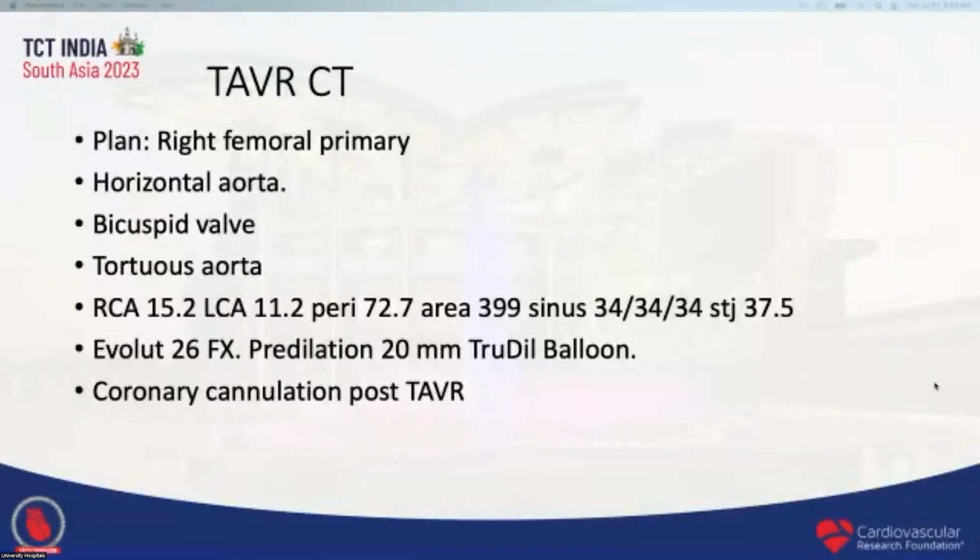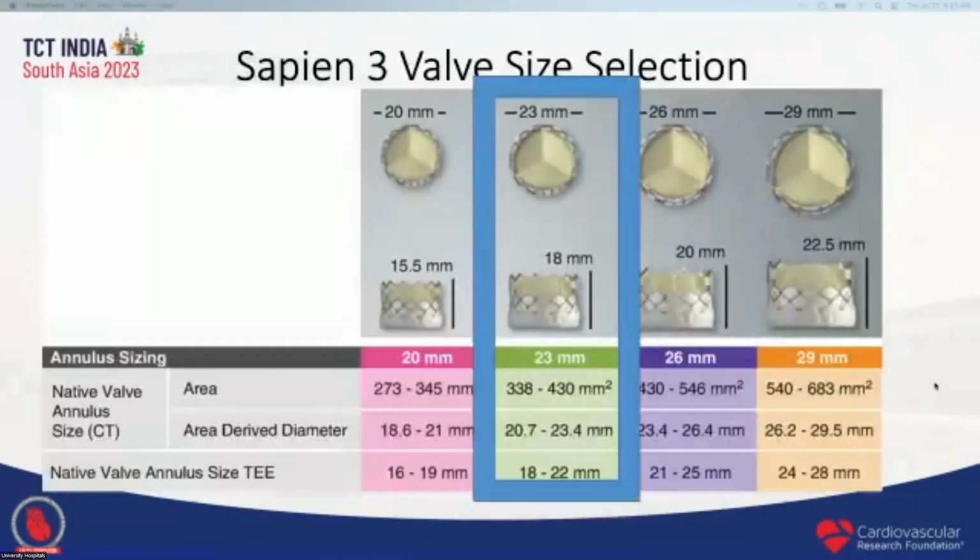I was listening to the talk, Sushil's talk and the comments. We always pre-dilate obviously for bicuspid valves, and we are gonna use a true flow balloon. We normally use the true dilatation balloons. We're gonna use a true flow just because honestly we don't have a 20 millimeter true dilatation. That's the only reason why.